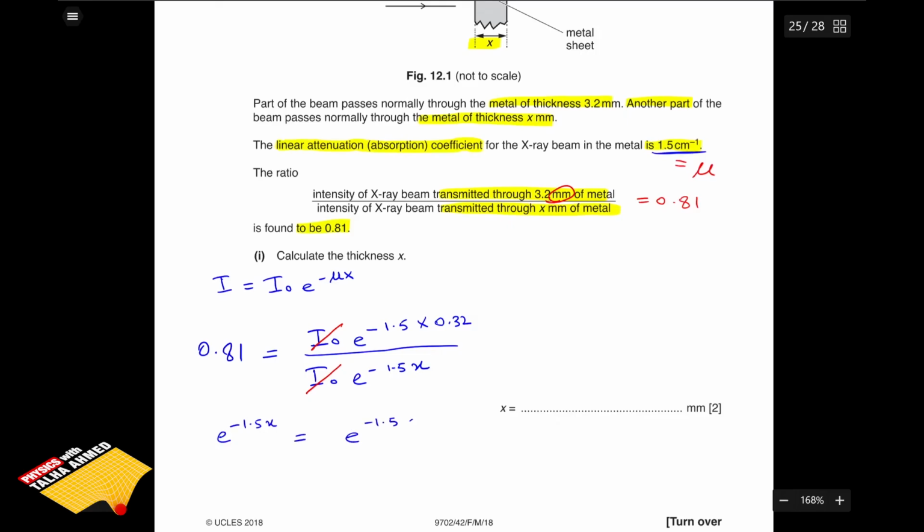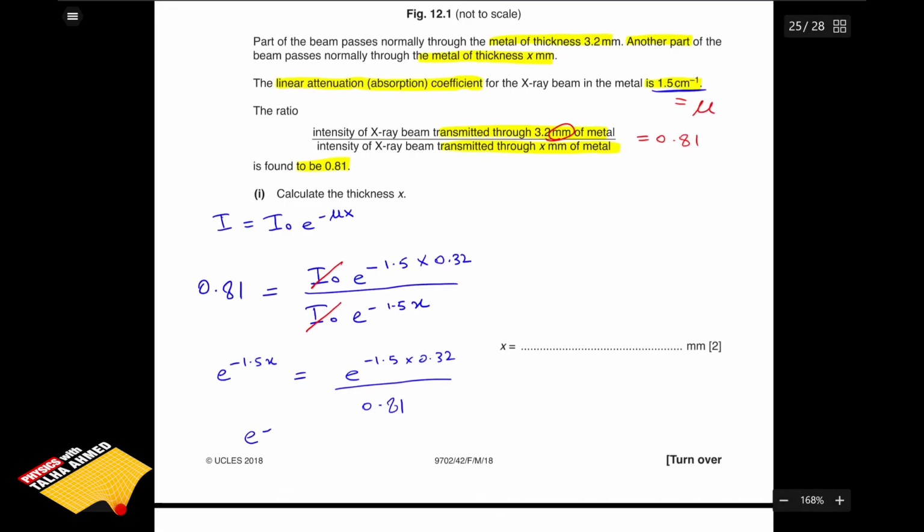So first of all, I'm just going to make e to the power minus 1.5x the subject and calculate the right hand side using my calculator. Once I have done that, all I need to do is apply natural log on both sides of the equation. So that will be ln e to the power minus 1.5x, and on the other side I'm going to have ln 0.764. ln 0.764 can be calculated using my calculator, and ln e is equal to 1, and the power shifts down to become the coefficient.